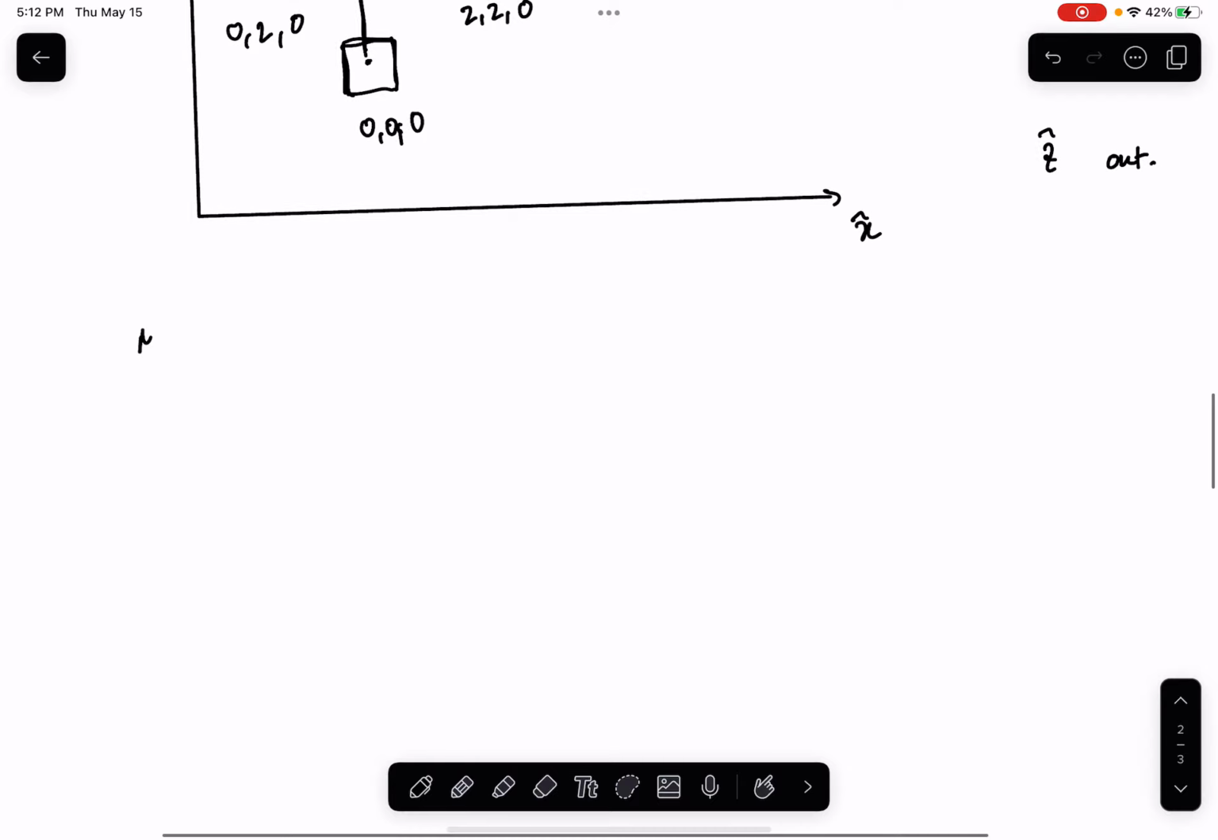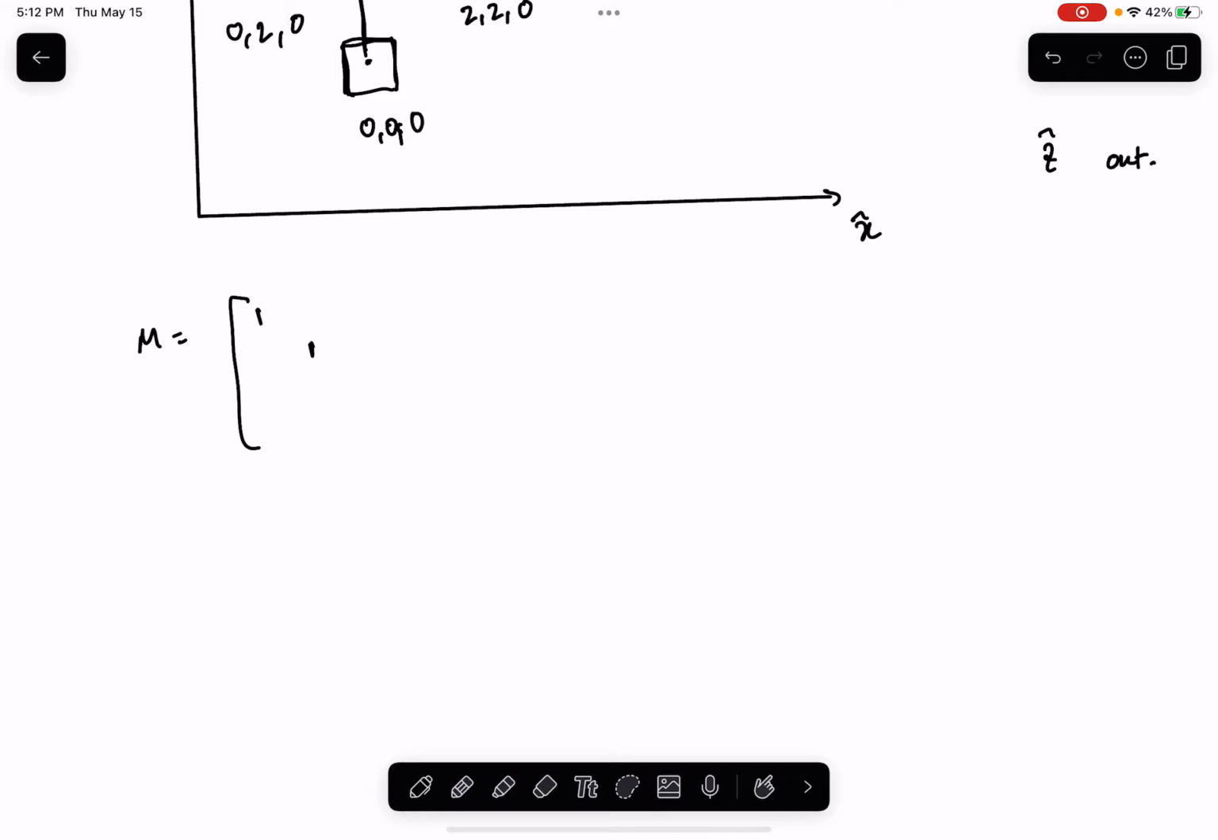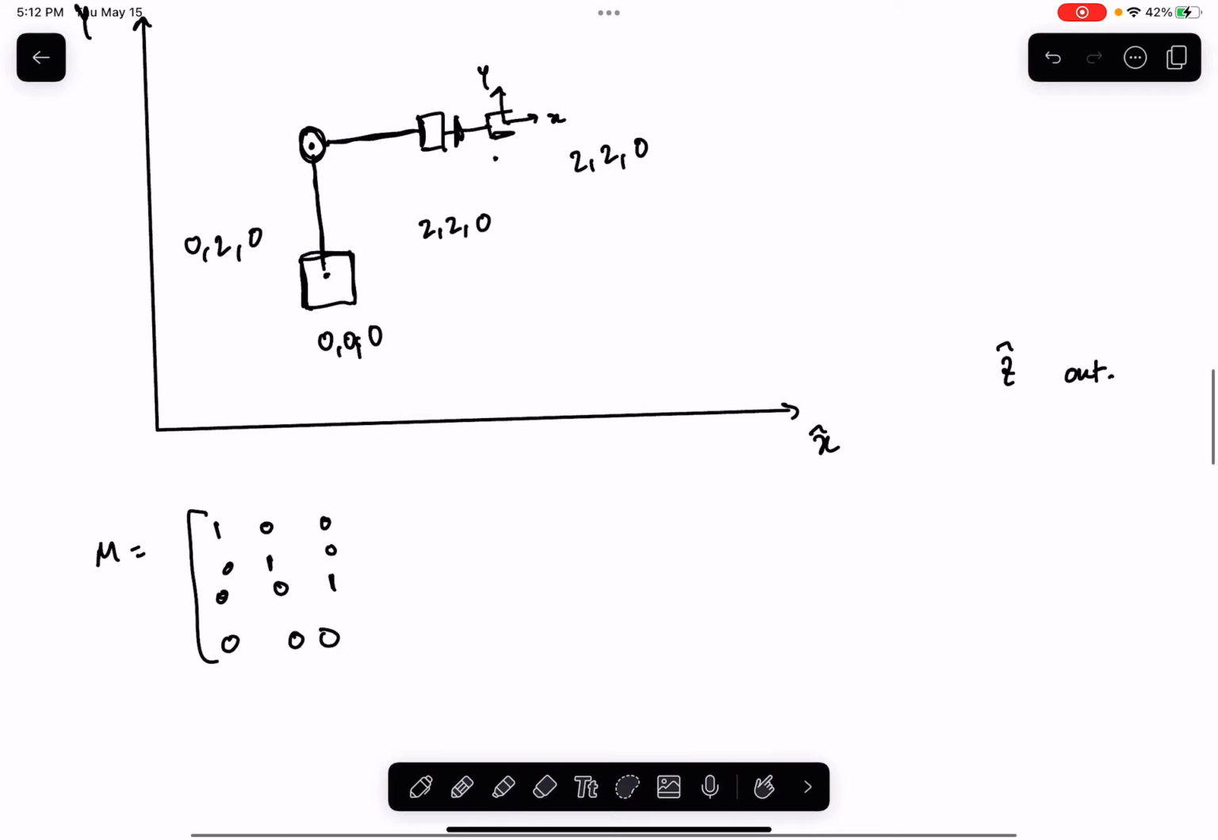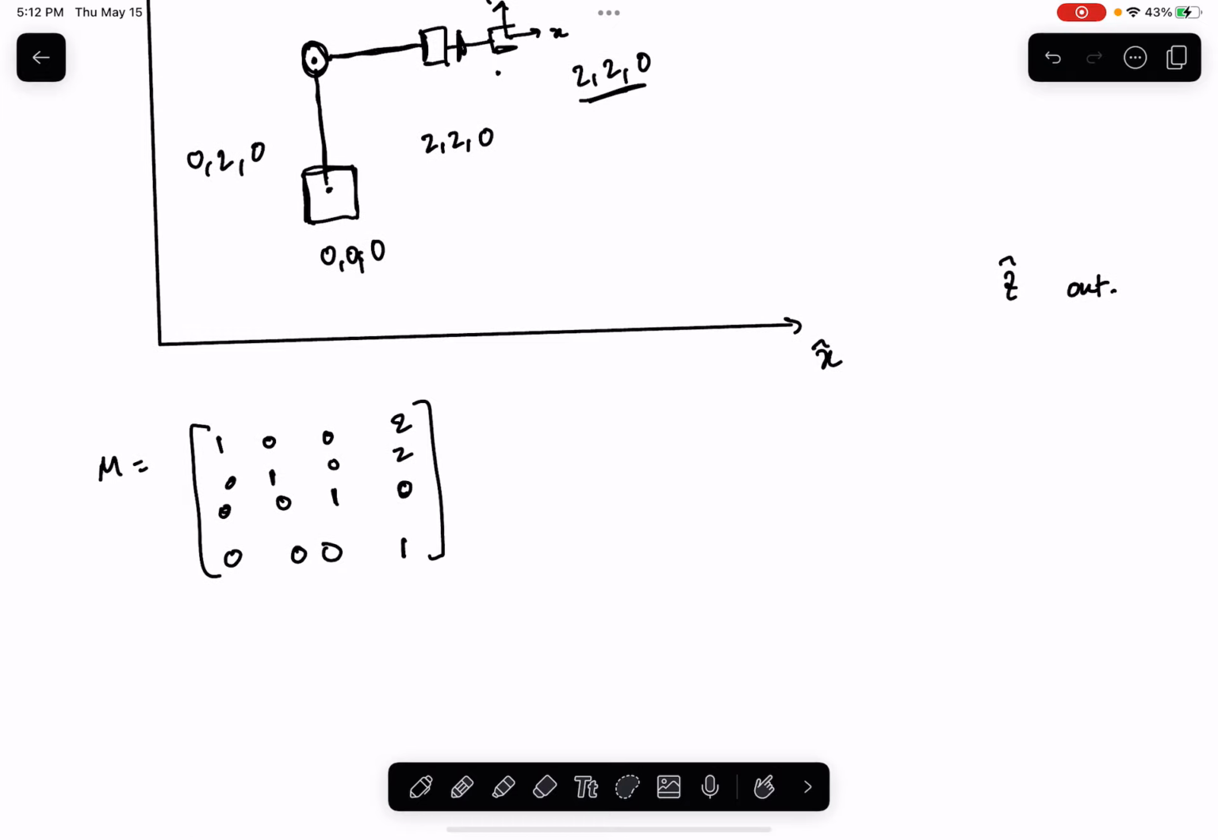Now that makes our M matrix pretty easy. That will just be the identity, 1, 1, 1, since there is no rotation. This captures our R matrix. We have zeros here. And our translational offset is 2 in the x direction, 2 in the y direction, and 0 in the z direction, which is just the expansion of this.